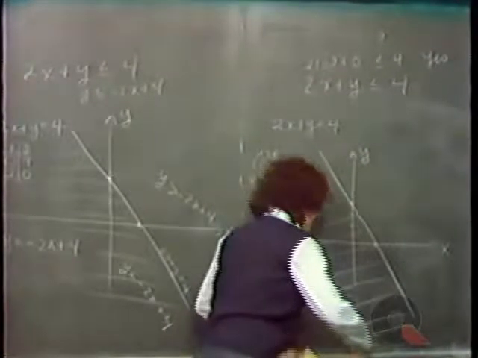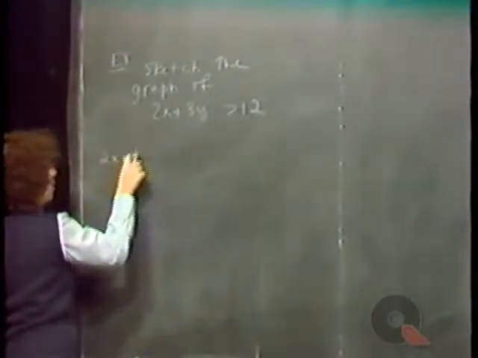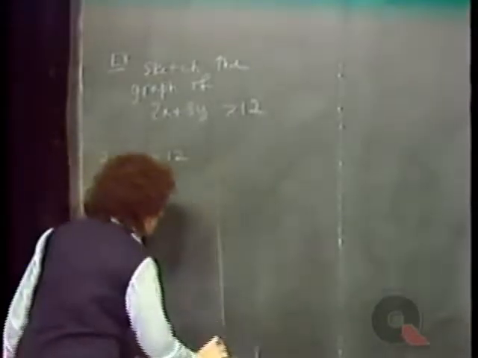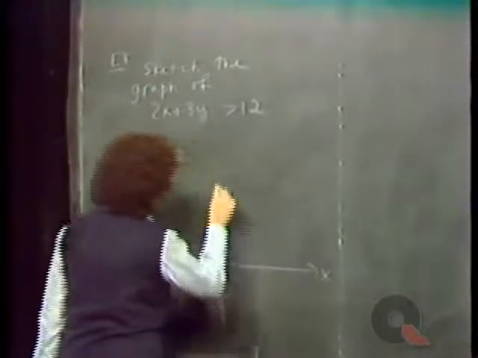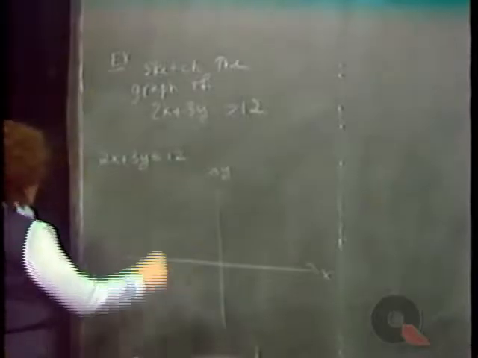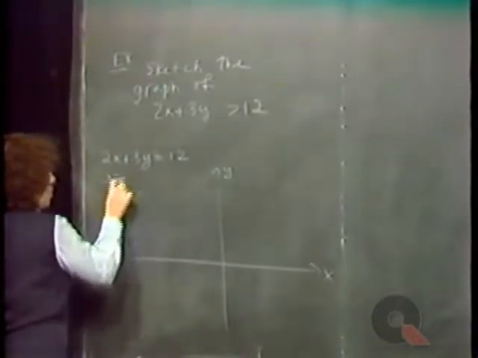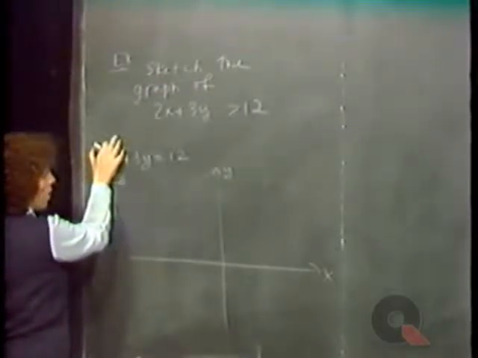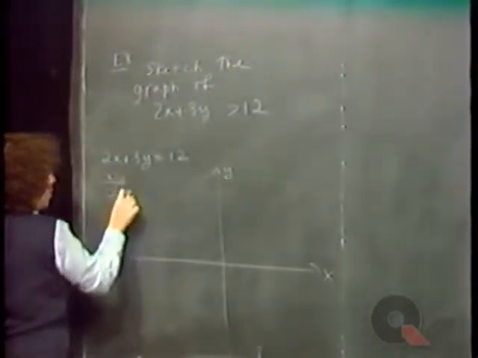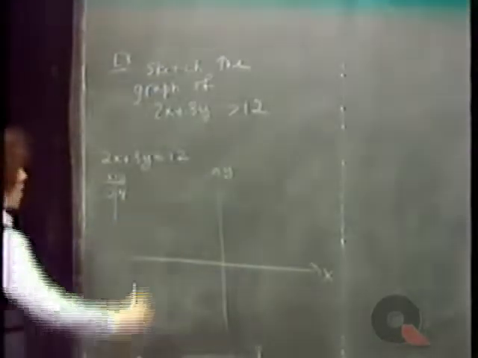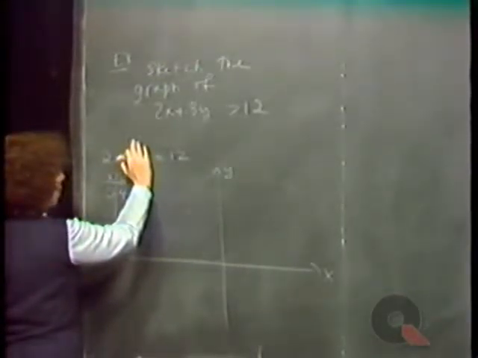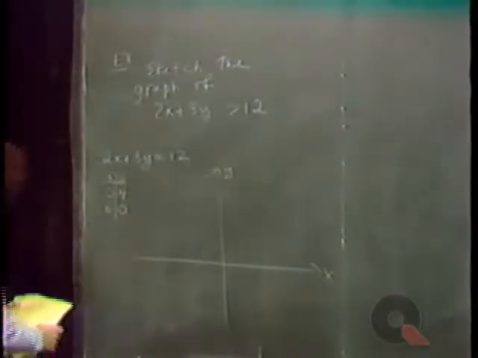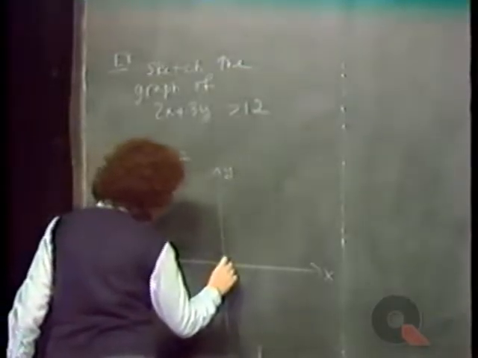Let's try by sketching the corresponding line, 2x plus 3y equals 12. Making a simple table of values, and once again, I'm going to be using the intercepts. If x is 0, 3y equals 12, y is 4, a point on the line. If y is 0, 2x is 12, x is equal to 6, also a point on the line. So the line goes through (0, 4) and (6, 0).